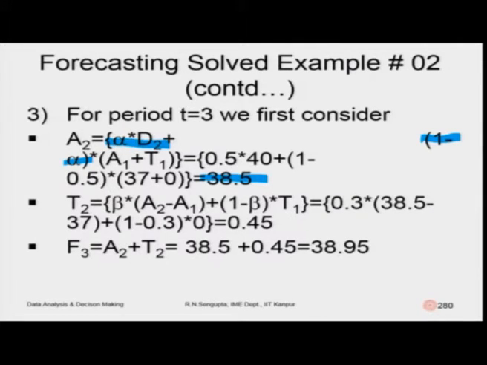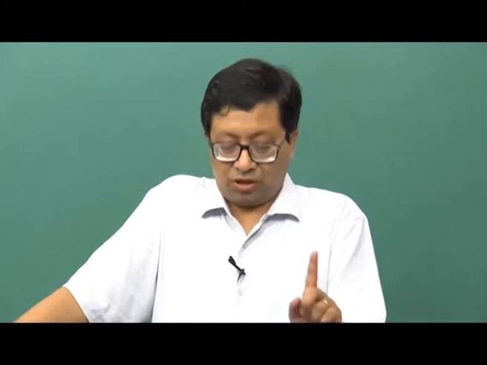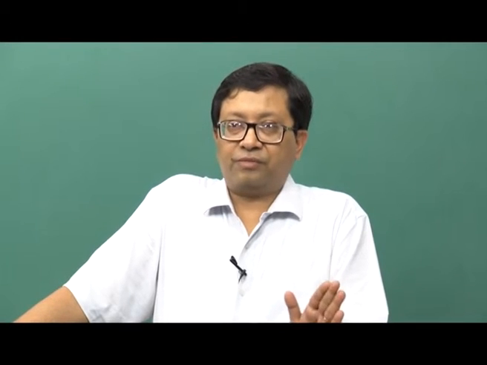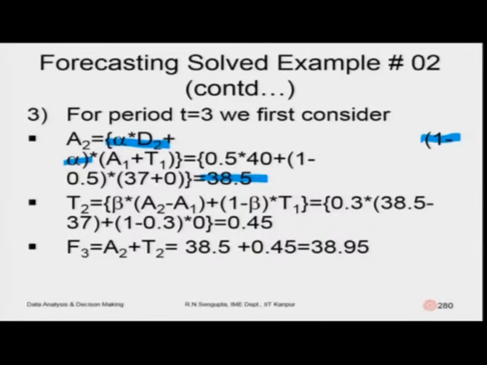Similarly, because in the first case T1 and T naught were 0. So, now F3 is the value given by A2 plus T2, and if you add them up, for the first time A2, T2 and all these values are changing with respect to the base value which you started with. So, the F3 value becomes 38.5 plus the fluctuation, or the variance, which is 0.45, and it becomes 38.9.